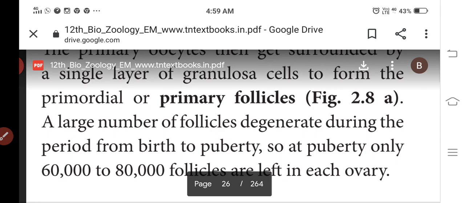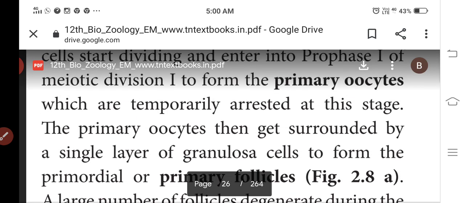From birth to puberty, the primary follicles remain. After puberty, 60 to 80,000 follicles are left in each ovary. Understand?